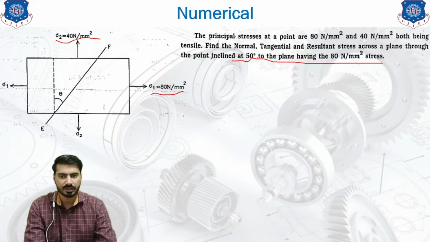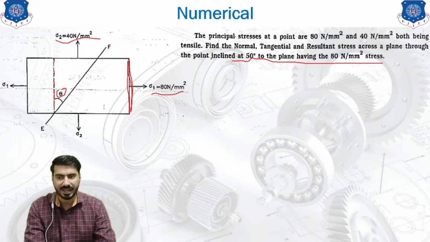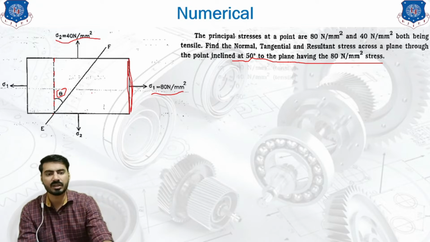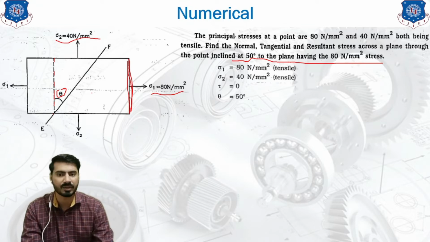So the plane which is having the 80 Newton per mm square is this plane, or we can say that it's a vertical plane. So with the vertical line, the angle of the inclined plane should be theta, where theta is given as 50 degree. So we have represented EF with angle theta with the vertical like this. So this is the pictorial representation of our given data. We have listed our given data down.